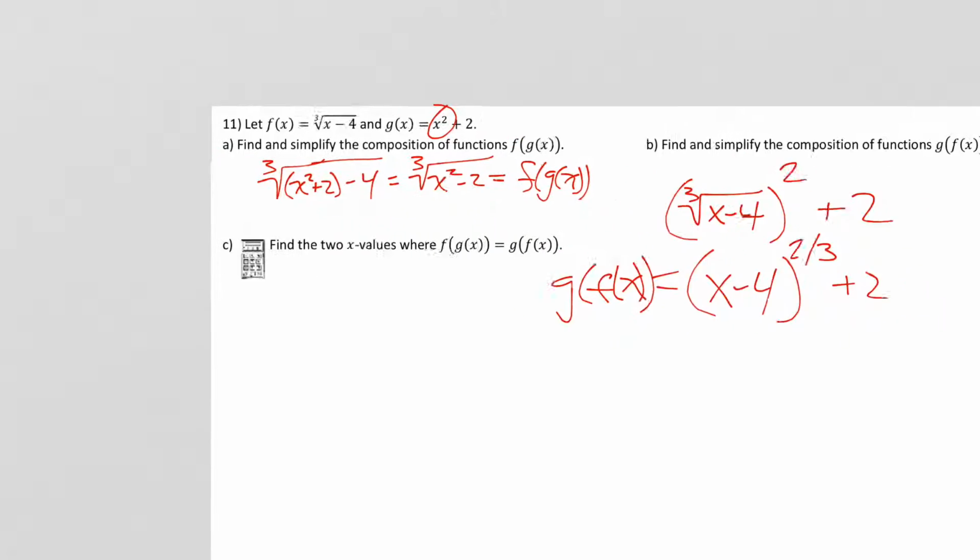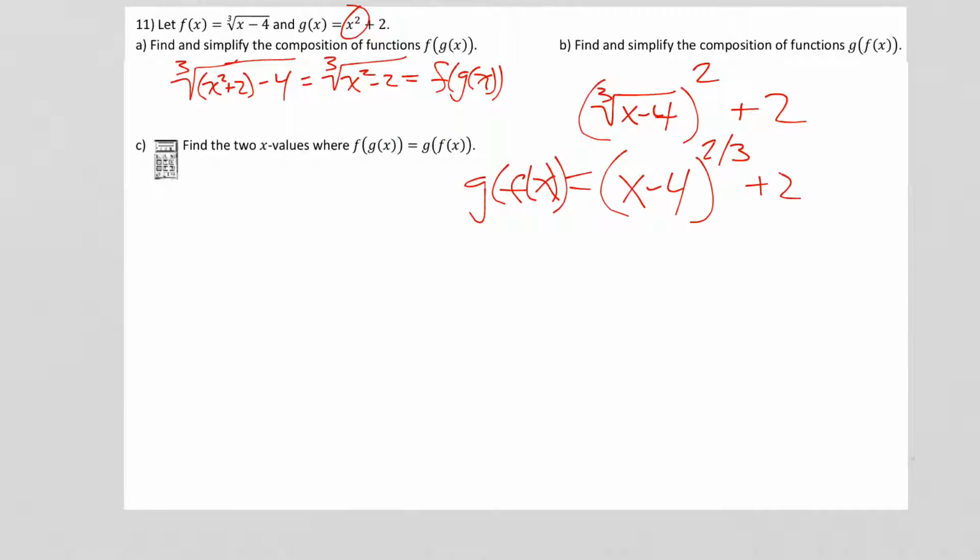And this one up here was f of g of x. And now I want to find the two values where they are equal to each other. So graph them and figure it out. You're going to look at something, if my memory serves me, it looks like this, like scoop, boop, boop, like that. And there are two intersection points right there.